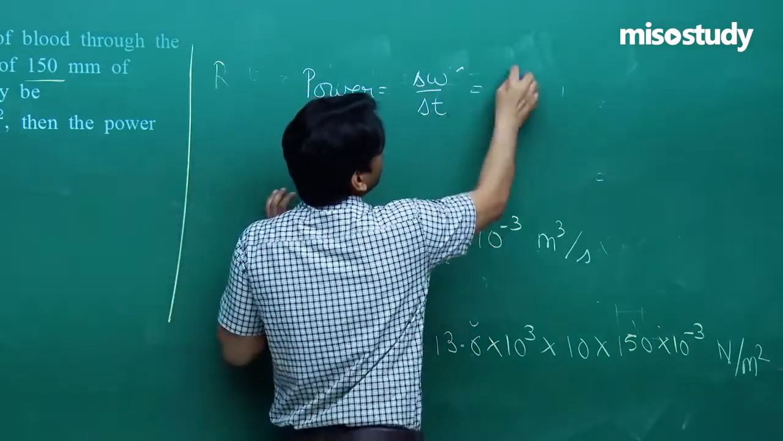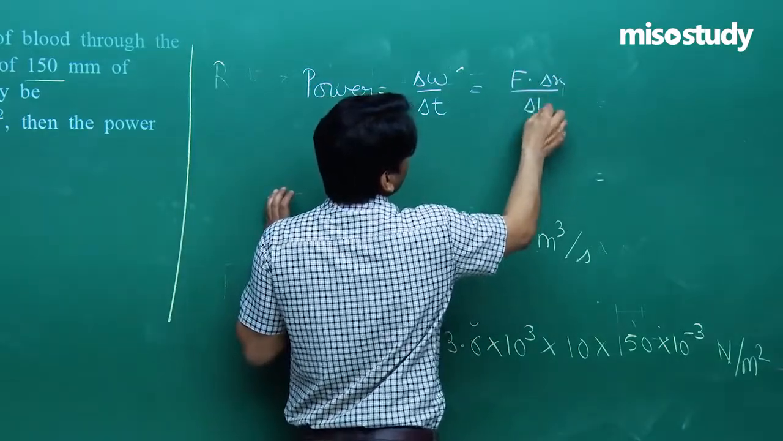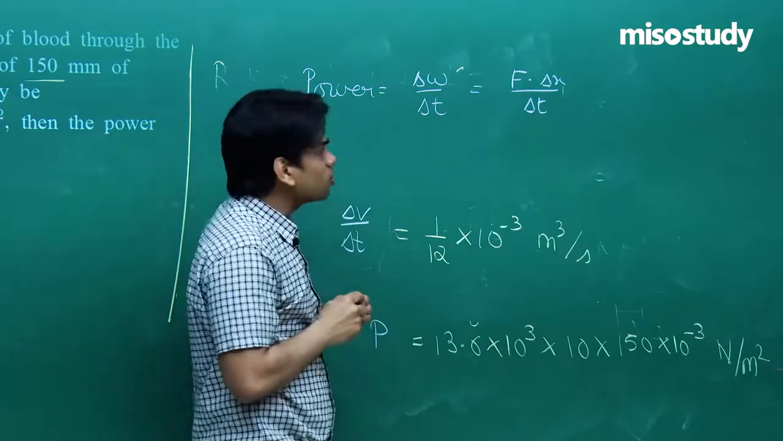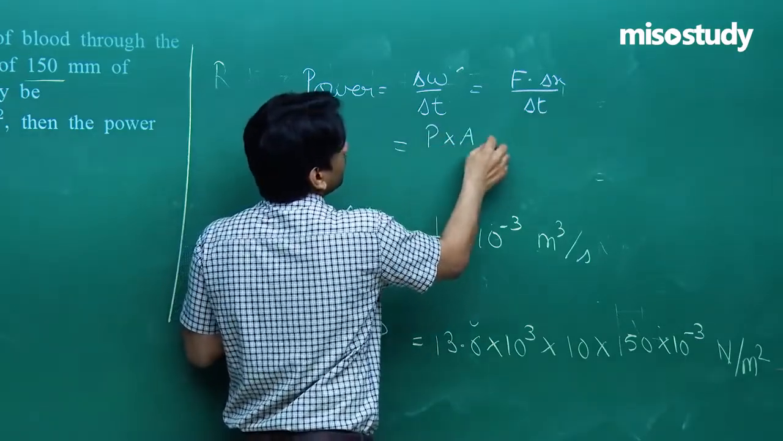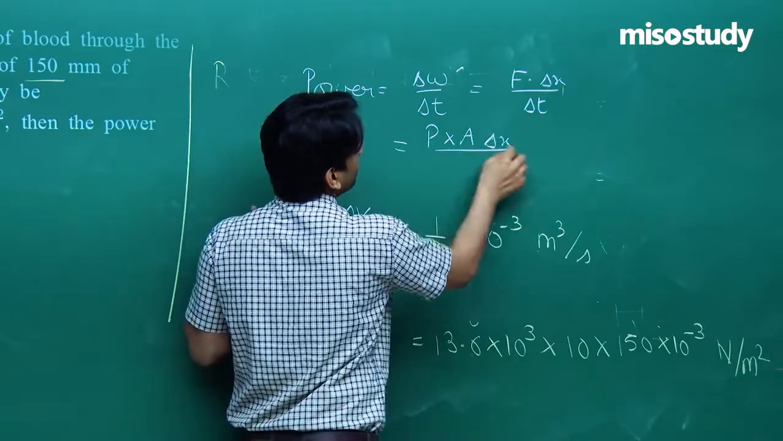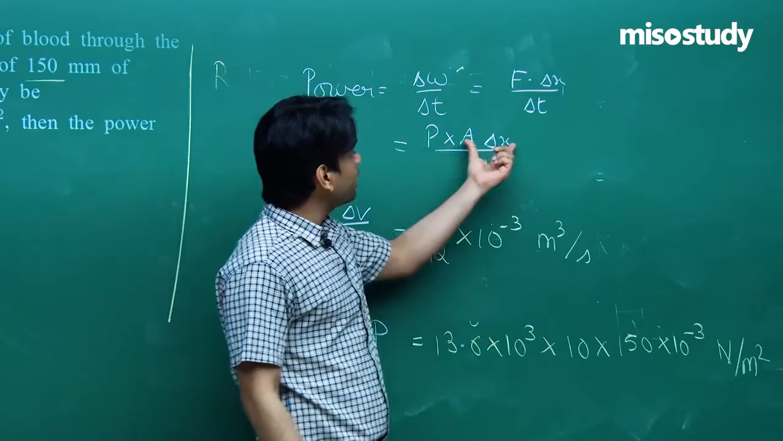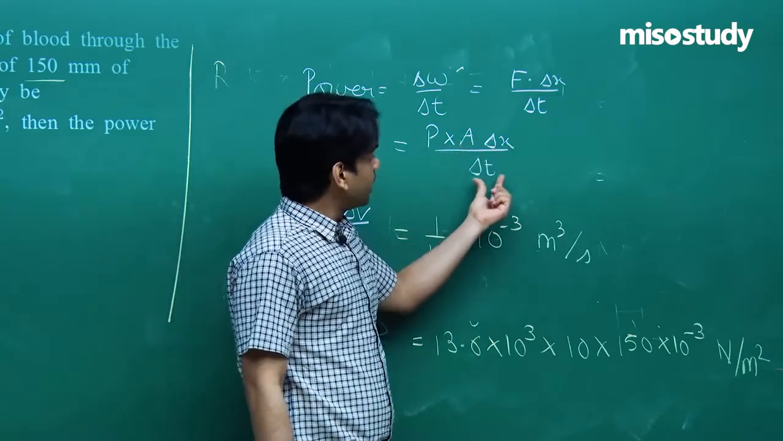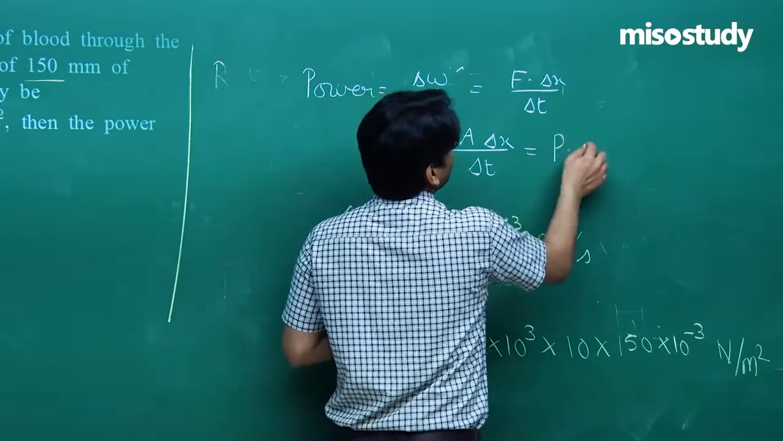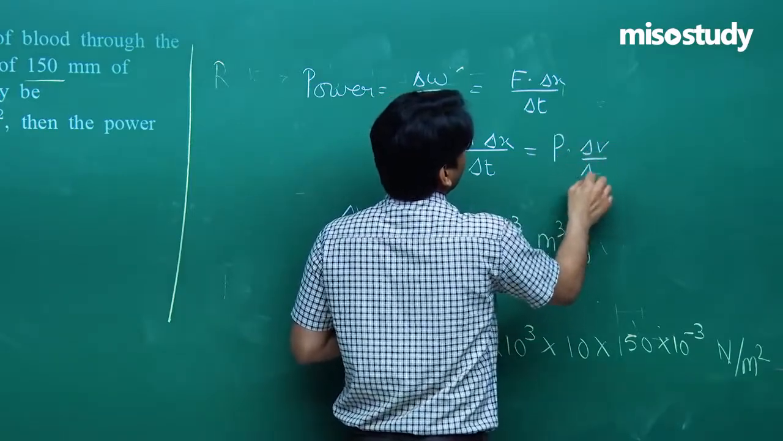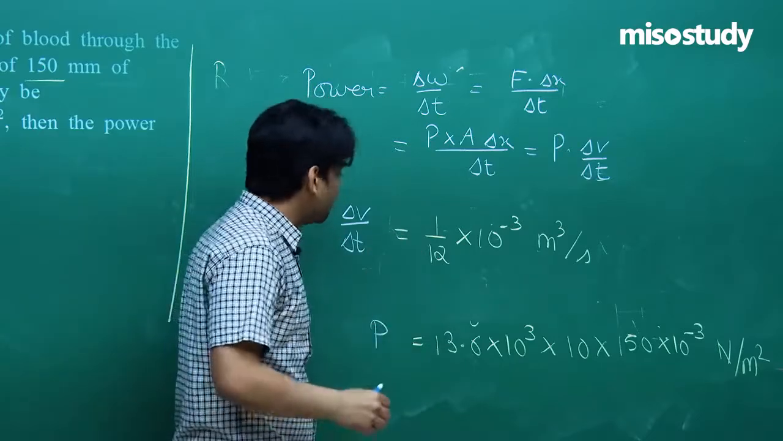We can write work done as F delta X by delta T, not a problem. Now F is actually pressure into area, so it is pressure into area into delta X divided by delta T. Now try to understand as per the given question. A into delta X will be the volume divided by time. This is actually delta V by delta T. So pressure into delta V by delta T, this will be the power of the heart.